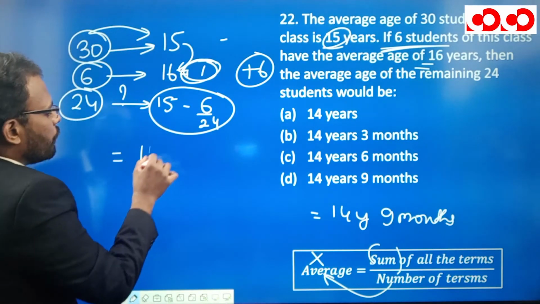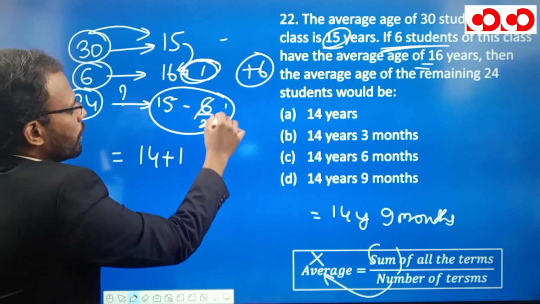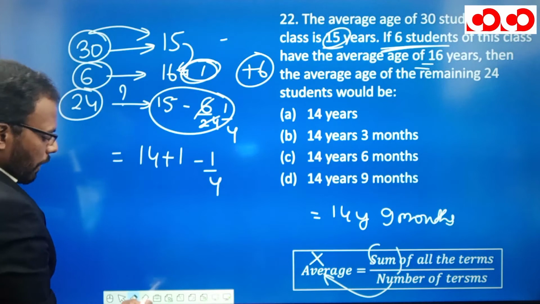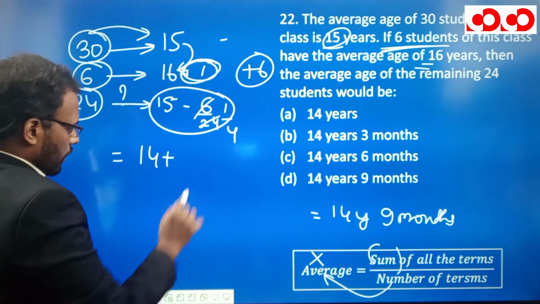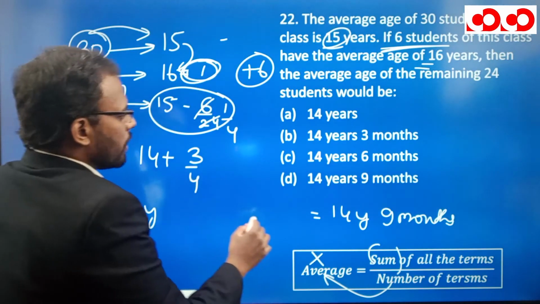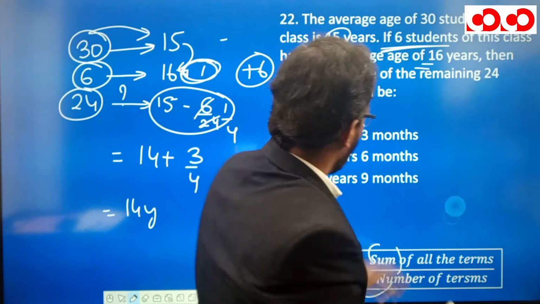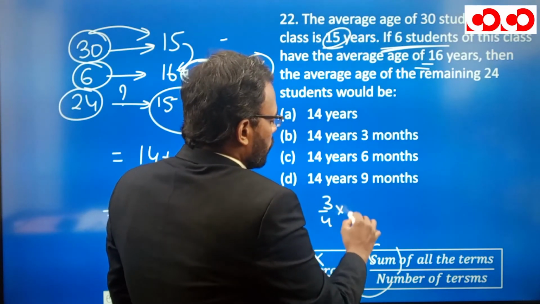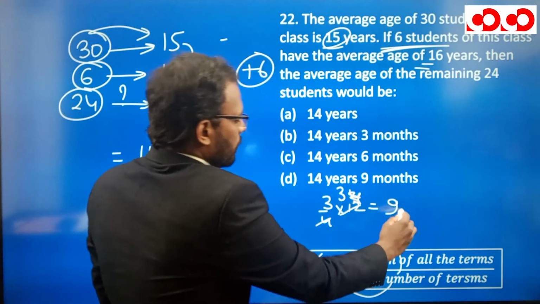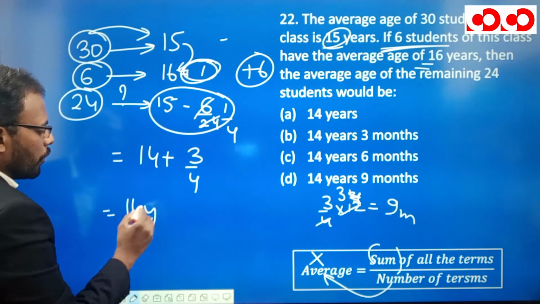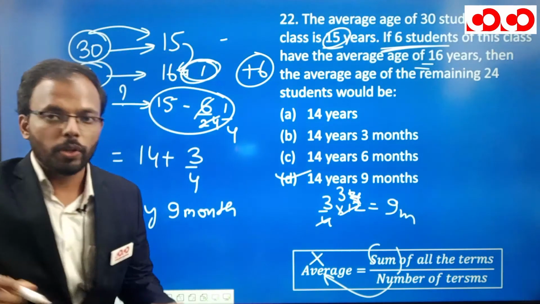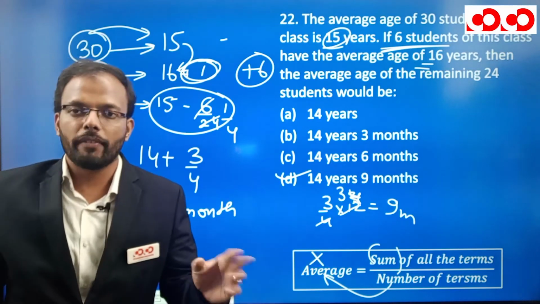So I can write it as 14 plus 1, minus 1 by 4. So 1 minus 1 by 4 comes out to be 3 by 4. So this will be 14 years, and 3 by 4 means how much? 3 by 4 multiplied by 12 months, which is nothing but 9 months. So 3 by 4 means 14 years and 9 months. I hope this deviation method is clear to you. It is much easier than finding the whole average and subtracting it.